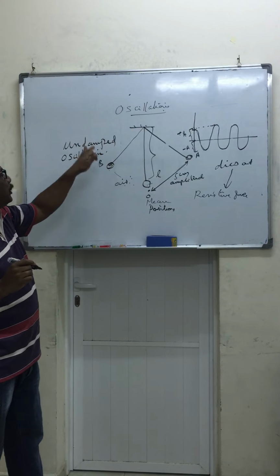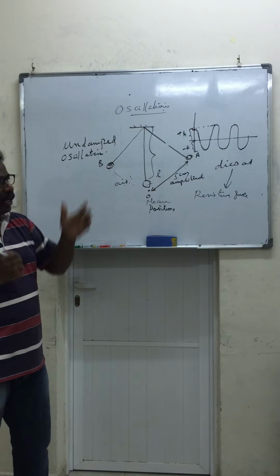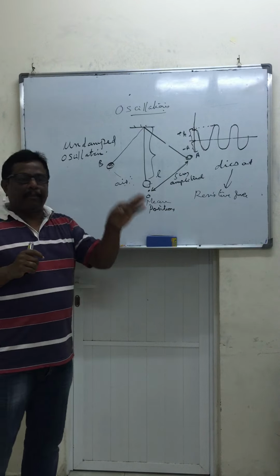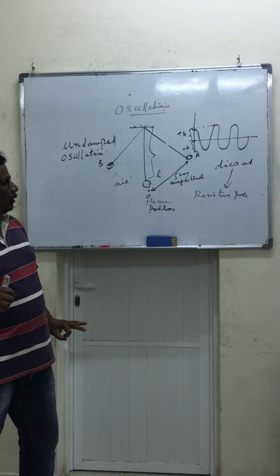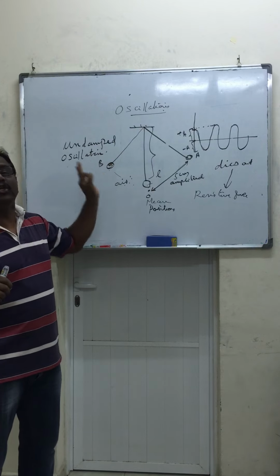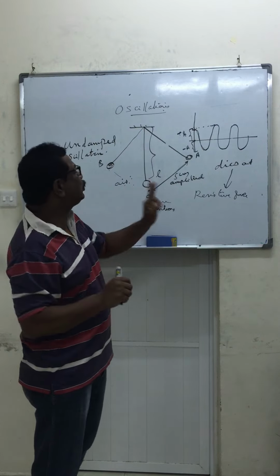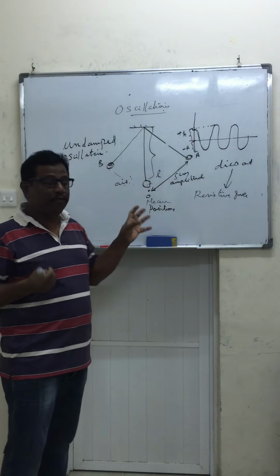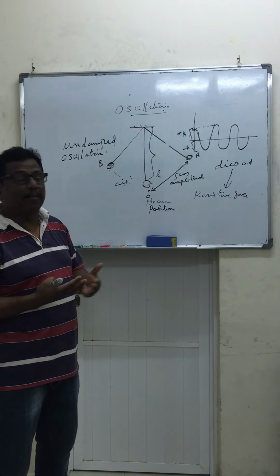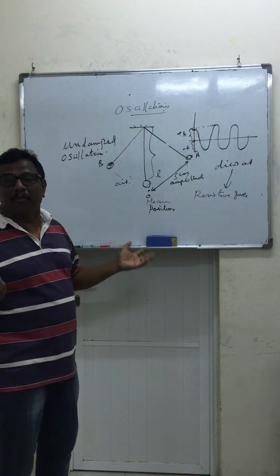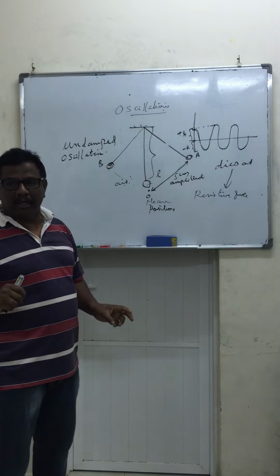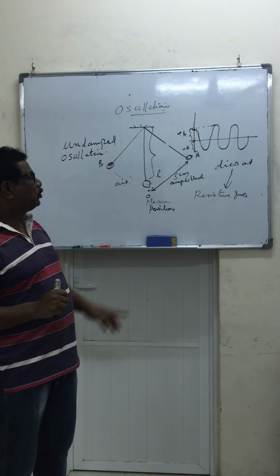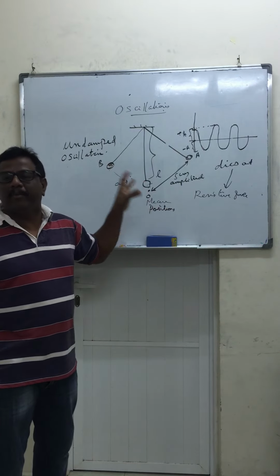Then this type of oscillation is called damped oscillation. So the conclusion: a body is said to be in damped oscillation if there is a resistive force, an opposing force, which can be in the form of air or in the form of any liquid. A liquid can oppose this motion, air can also oppose this motion. Then it is called damped oscillation.